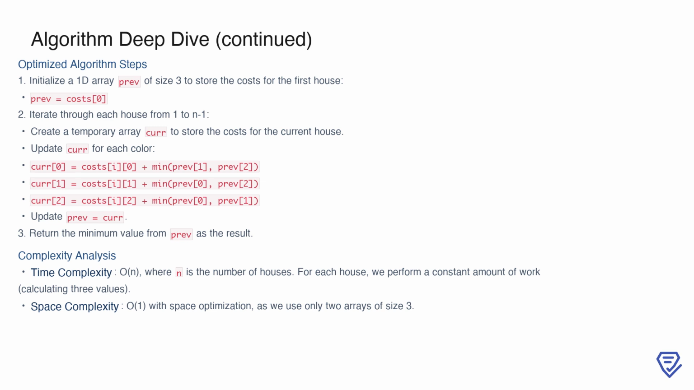After processing the current house, we update previous to hold the values of cur, effectively shifting our focus to the next house. Once all houses are processed, the result is the minimum value in the previous array, which now holds the costs of painting the last house in each color. This approach ensures that we calculate the result in linear time and constant space, making it highly efficient.